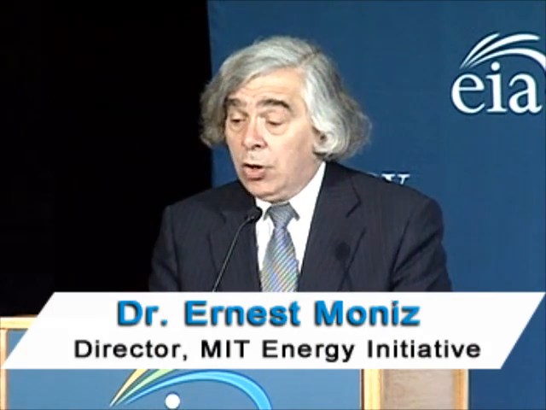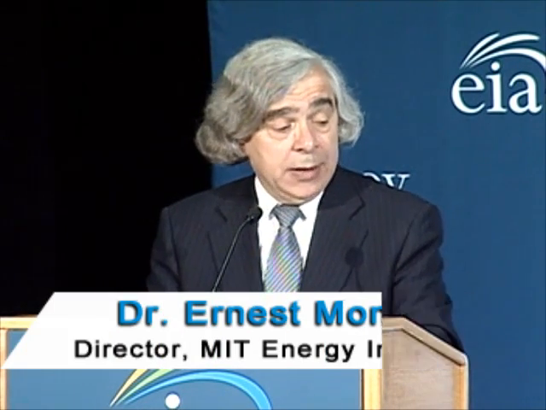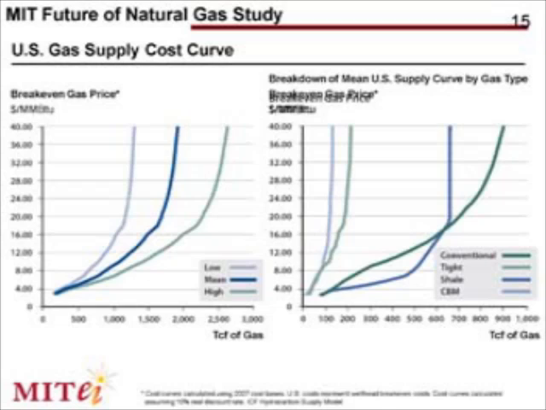Second was the gas for coal. So let me say a few words about that, again from our study. I won't spend a lot of time on this, but basically the left-hand panel is our supply cost curve for natural gas in the United States.